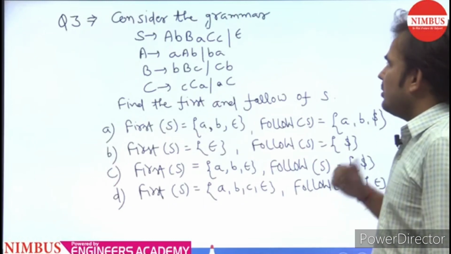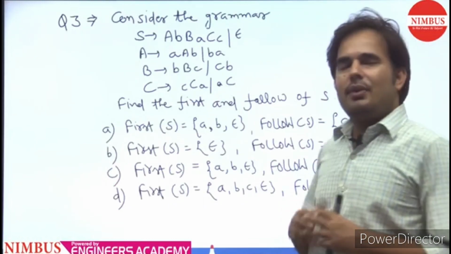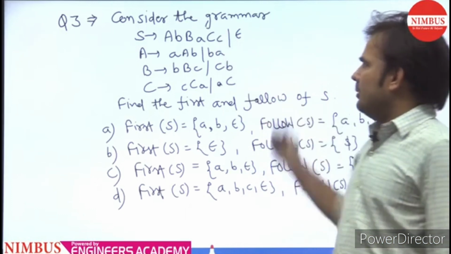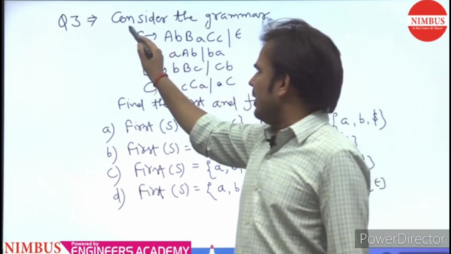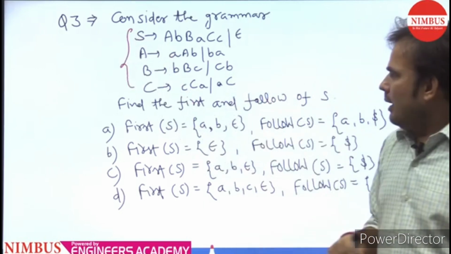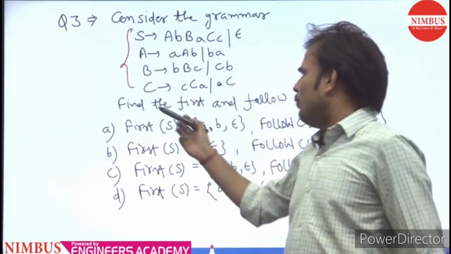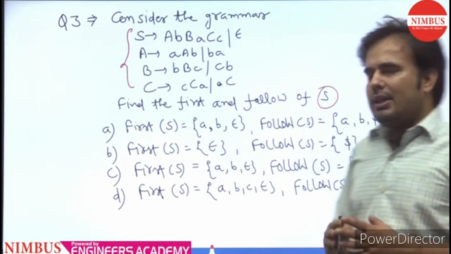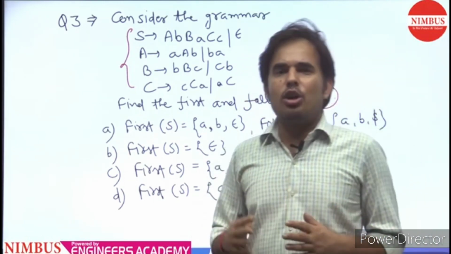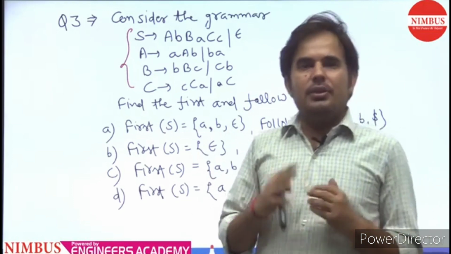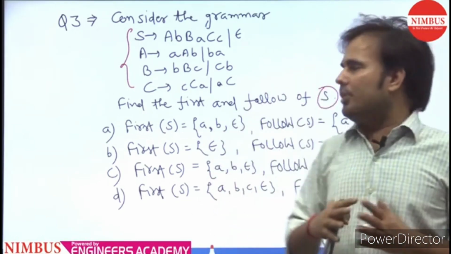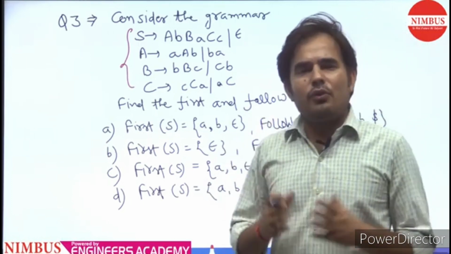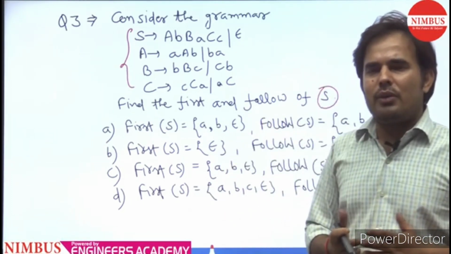Let's see question number 3, what it is saying and what it is asking from you. Consider the grammar. This is a given grammar. What it is asking from you: find the first and follow of S, that means the first and follow of the starting symbol of the grammar. So how can we calculate first and how can we calculate follow?